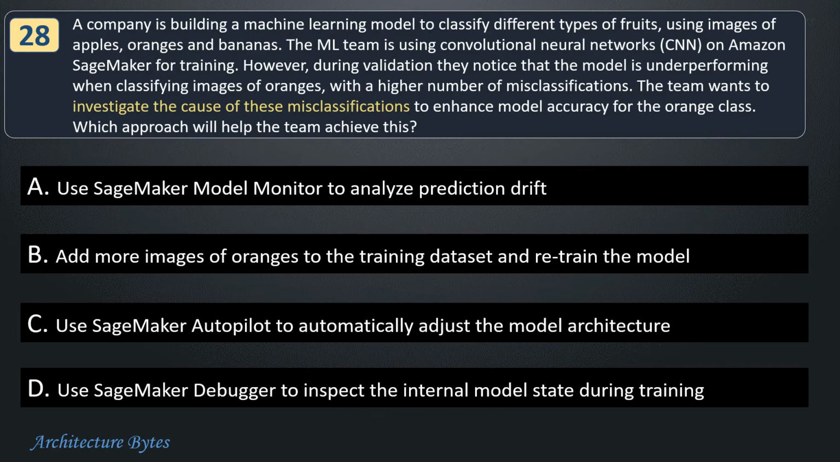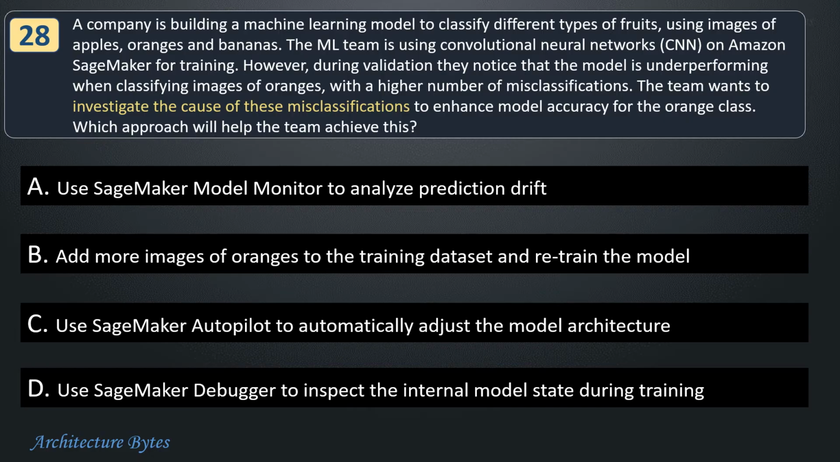A company is building a machine learning model to classify different types of fruits using images of apples, oranges, and bananas. The machine learning team is using convolutional neural network or CNN on Amazon SageMaker for training. However, during validation, they notice that the model is underperforming when classifying images of oranges with a higher number of misclassifications. The team wants to investigate the cause of these misclassifications to enhance the model accuracy for the orange class. Which approach will help the team achieve this?